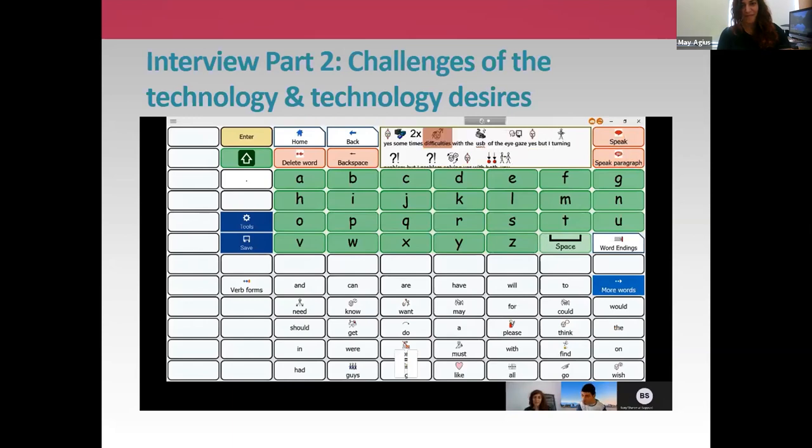Yes, sometimes difficulties with the USB of the eye gaze. Yes, but eye turning problem, but eye problem solving. Yes, with both you. Yes, so you can, ACTU and Argentina support, we can try and help you to solve the problem. But I know that at this point, you can solve a lot of problems yourself as well.